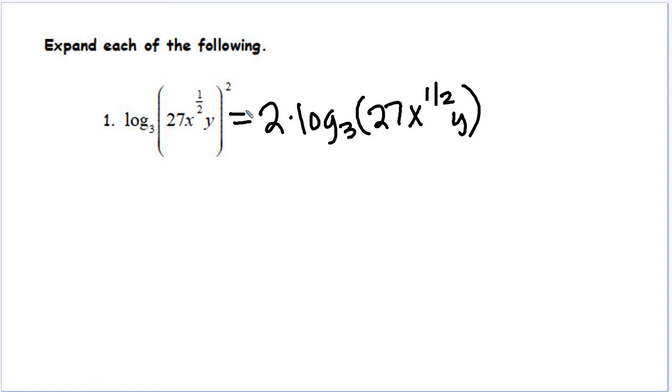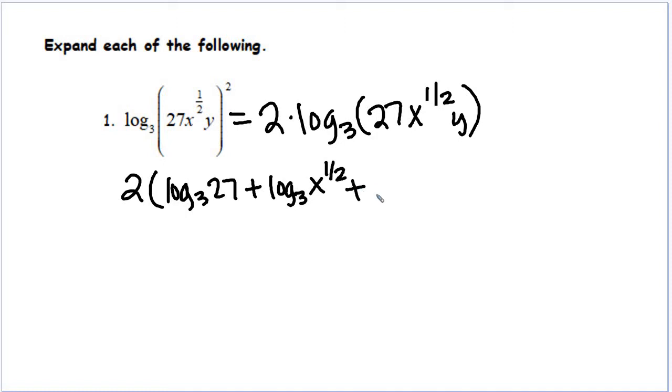Okay, we're going to write them as addition, we're going to write them as subtraction, and we're going to write our exponents as coefficients, okay? So the next thing I notice is that my entire argument is all multiplication. So 27 times x to the 1/2 times y. And we know that multiplication is commutative, so that means that I can go ahead and write this as the sum of all 3 of those logarithms. Now remember, these parentheses here are super important because that 2 does in fact go to everything in those parentheses, because that 2 is raised to everything in the parentheses. So that's 1/2 plus log base 3 of y.